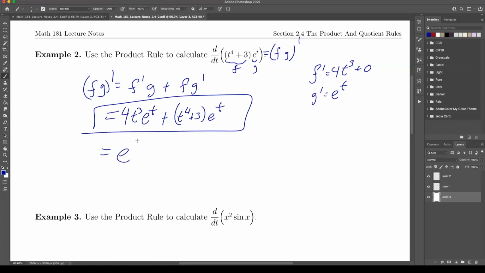Your book may or may not factor out the e to the t, and then you'll have t to the fourth plus 4t cubed plus 3. It might do the extra step.